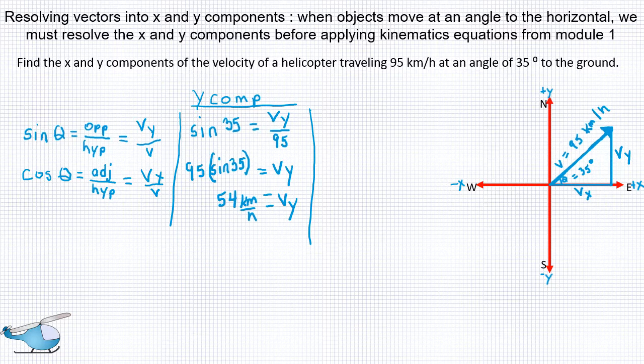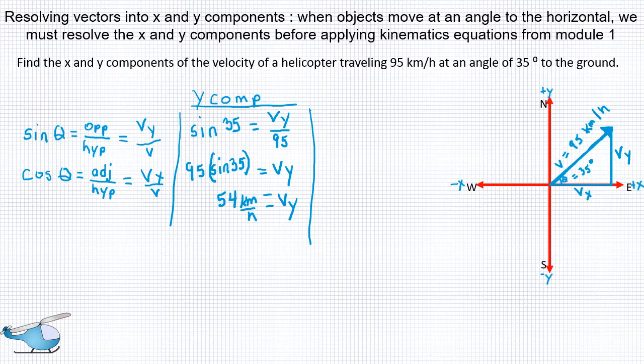For the y component, we plug in sine 35 equals Vy over 95. We do a little algebra, a little manipulation here. Multiply 95 times sine 35, and you get 54 kilometers per hour. So in the y direction, starting from 0 and going up, the component of the velocity there is 54 kilometers per hour. Now it's not distance, it's velocity. So that's the rate of change of movement in the y direction.